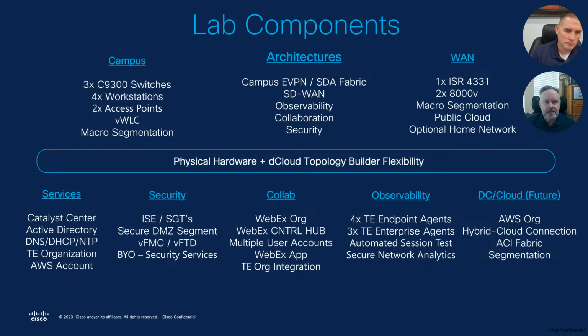So let's look a little bit at the lab components, what's actually in this lab. It is hosted in dCloud. It is a combination of physical hardware and logical hardware, right? VMs. What's in there physically on the campus side, there are actually 3 Catalyst switches that you can interact with. These are not virtual, these are physical switches with workstations attached that you can interact with as well.